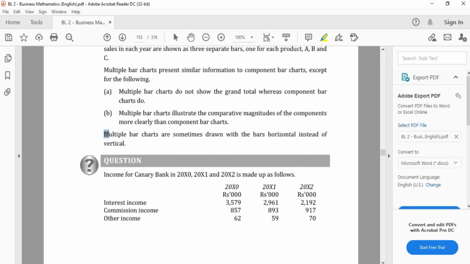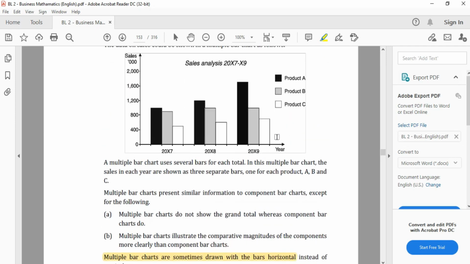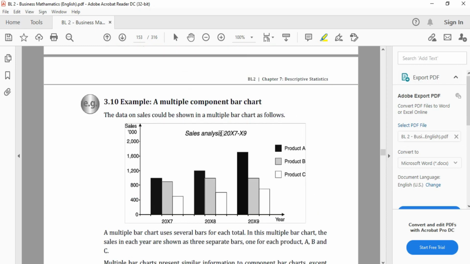Here they say multiple bar charts are sometimes drawn with bars horizontal instead of vertical. So the same thing this way, if you see where I'm moving the cursor. You might have seen this in annual reports if you're working in an audit firm. The bars are drawn horizontally, not vertically. So don't get confused if you see such a change, because it will still be a multiple component bar chart.